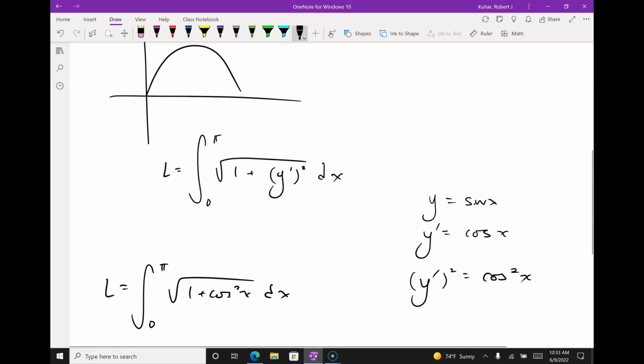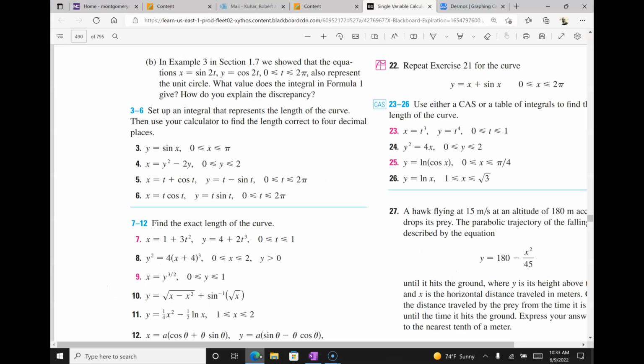Now this one, I can't quite do this one yet. I don't have anything nice I could put in for 1 plus cos squared. So they're just asking me, I think in the book, to use a calculator.